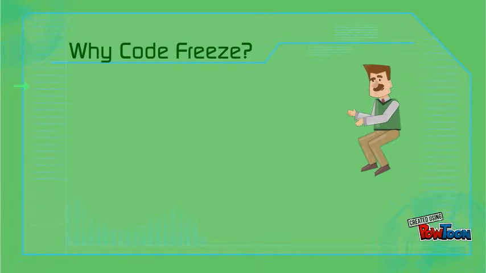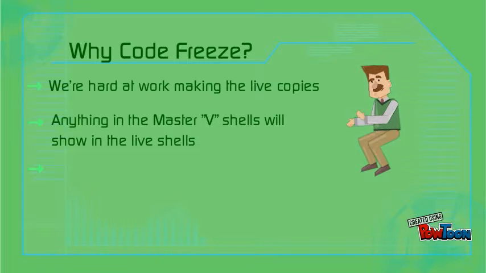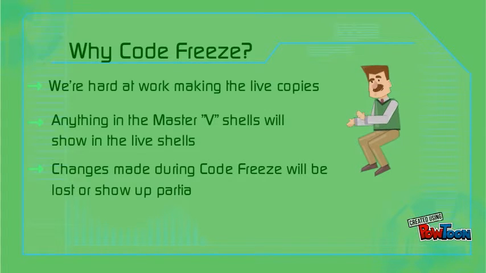Why, you may ask? The reason is that during this time, we are hard at work making copies of these master V shells that will become the live shells for the upcoming term. Anything that is in the master V shells as of the code freeze deadline will reflect in the copies. Any changes made during code freeze can be lost or will turn up partially done in the copies.